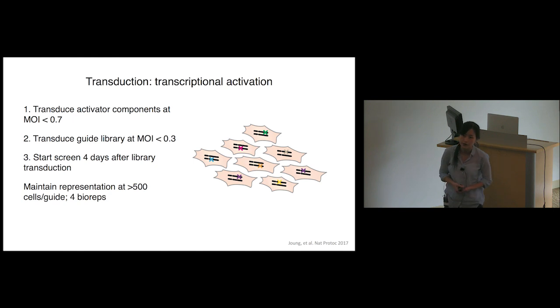So similarly, for the transcriptional activation screen, we transduce the activator components at an MOI of less than 0.7, transduce the guide library at an MOI of less than 0.3, and then for the activation, because the activation acts much faster than the knockout screens, you can start the screen as early as 4 days after the library transduction.